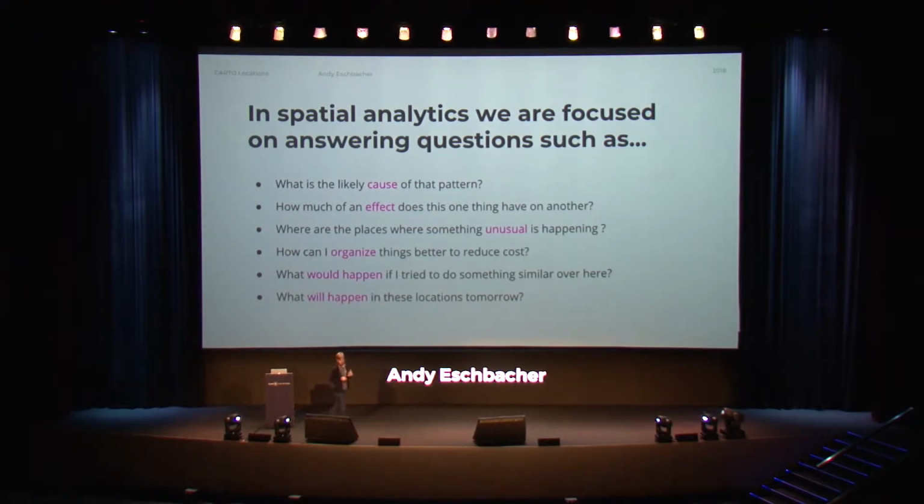Other questions: how much of an effect does this one thing have on another one? A lot of these are very similar to data science questions, but they have a spatial component to them. Where are the places where something unusual is happening? Maybe there's some type of hotspot analysis that you need. How can I organize things to better reduce costs? So maybe an optimization problem.